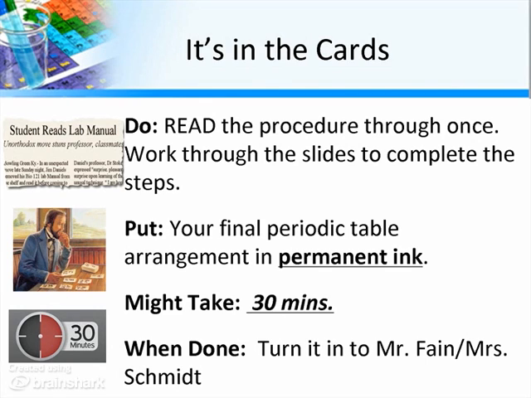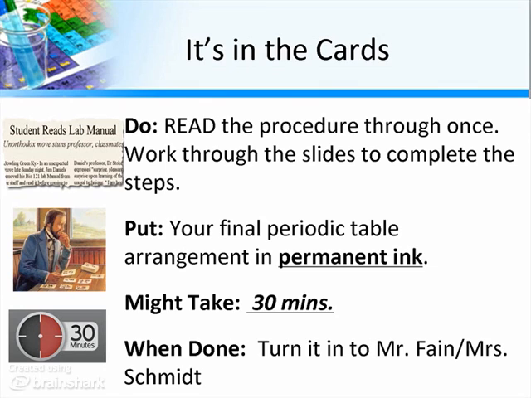Now that we've worked through this partway together, it's time for you to finish putting together the rest of your periodic table using the remaining cards that aren't in the pattern. Your final periodic table arrangement is to be written into the data sheet using permanent ink. Read the instructions carefully. It might take you up to 30 minutes altogether to complete this exercise. That includes the time you've already spent in this presentation.